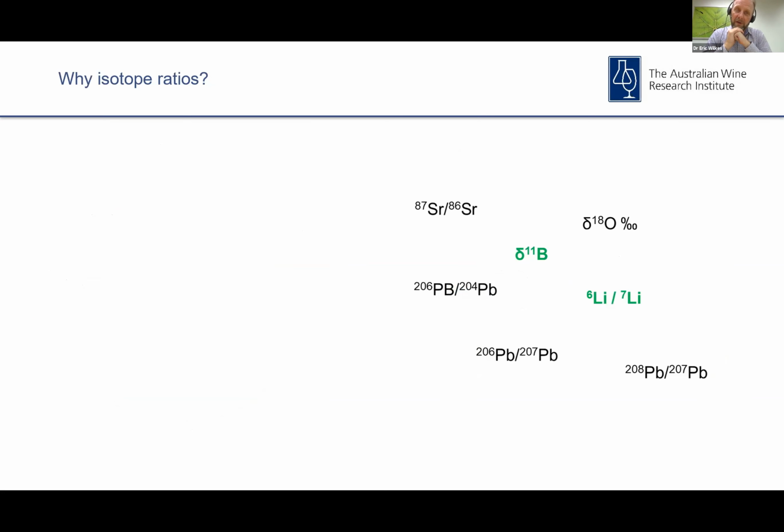Now, one of the obvious questions is, why did we focus on isotopic ratios or isotope ratios? And it's relatively simple because isotopes are just different versions of the same element which have different numbers of neutrons in their nucleus. Now, that's all very good for a chemist to say, and some of you will probably remember that from your high school chemistry.